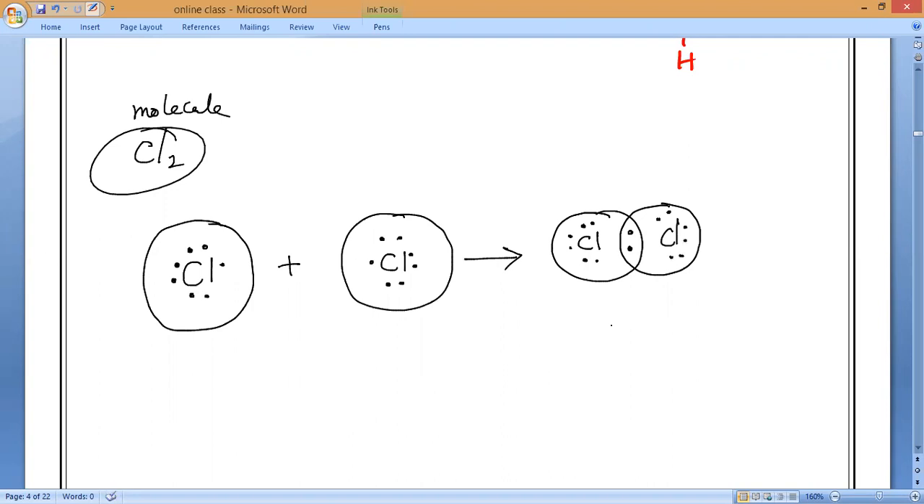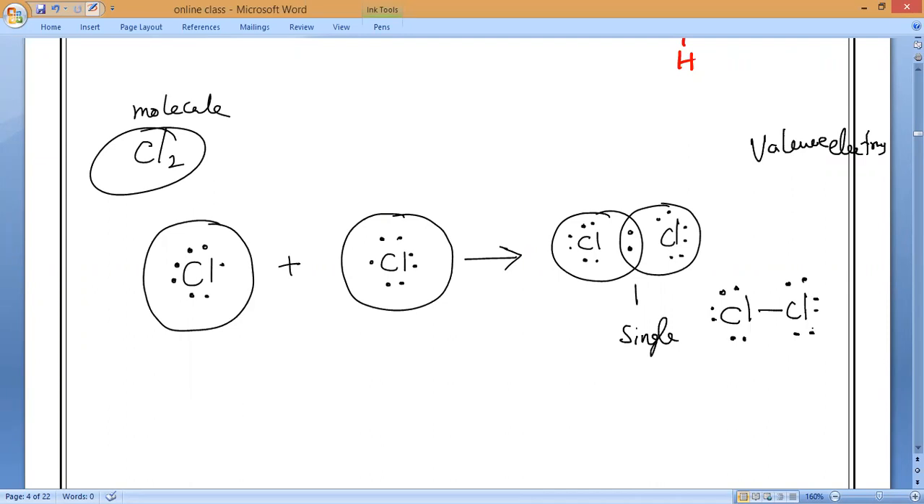To depict the structure, all the valence electrons have to be marked. Valence electrons, not valency. If there are no extra valence electrons, you don't need to mark them. So the structure, how will it come? Cl, single bond, Cl, but you should represent all the unshared pairs of electrons. That is the structure. Hope everybody is clear?